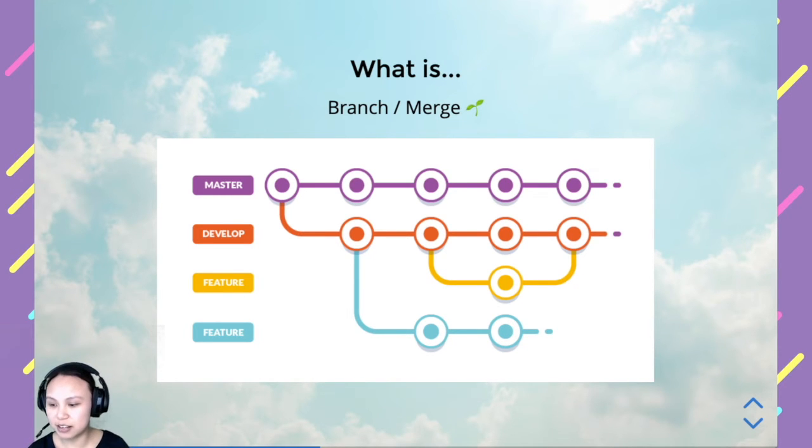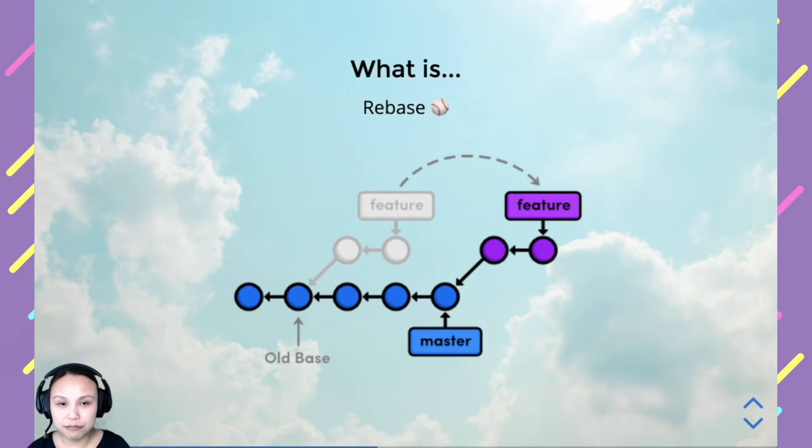So this is what branch and merge is. And rebase. Rebase is very similar to merge, so some people just mix them up. But the difference between rebase and merge is that, for example, at some point here, in this old base here, I wish you could see my pointer, but I don't have a laser here or something. So you see that we have this old base.